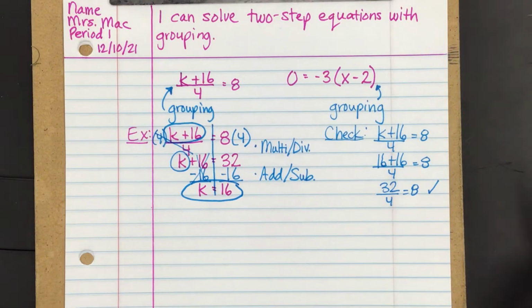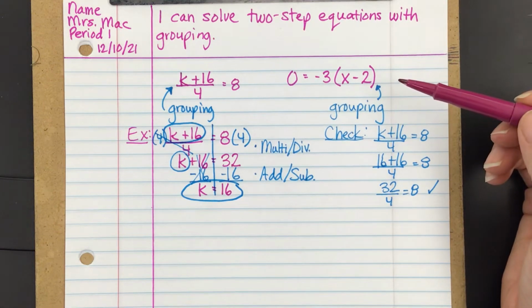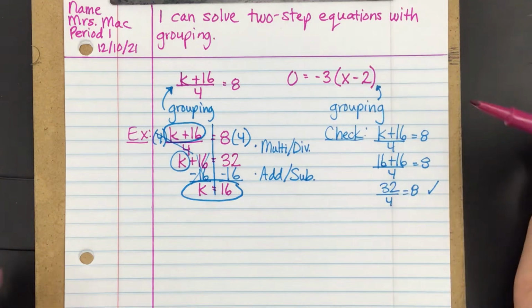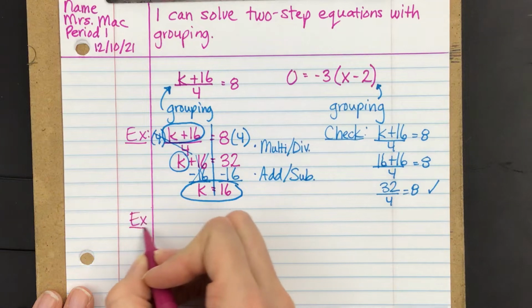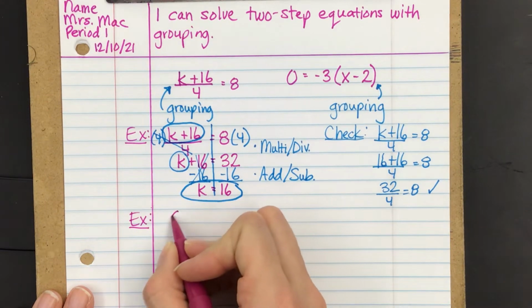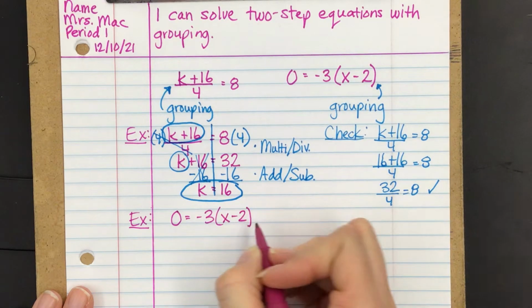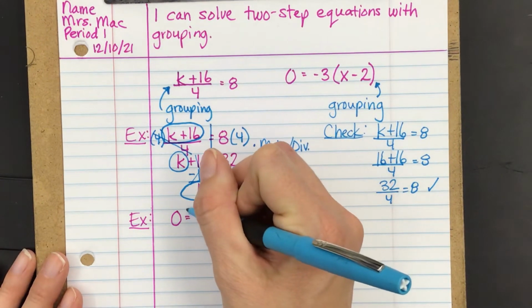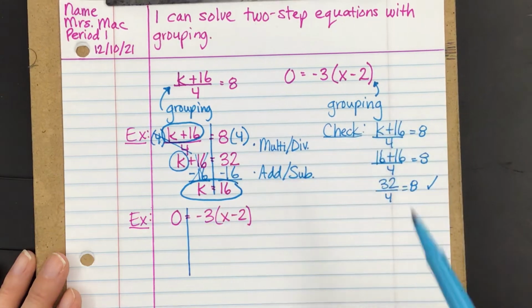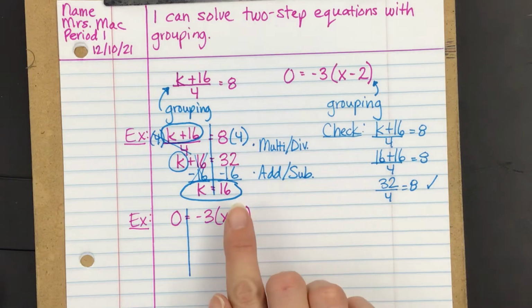Okay, let me show you now how to solve ones that have grouping, or the parenthesis type grouping. So here's another example. All right. I always do my balance line. Now, just like we did above, we're going to multiply or divide first. So I'm going to use my cover-up method here to help me.